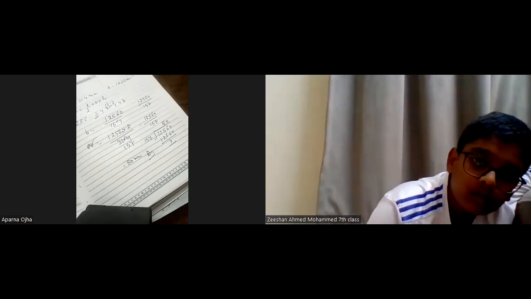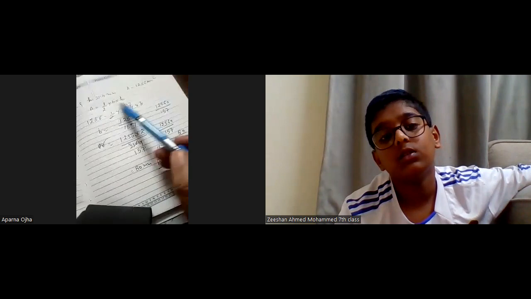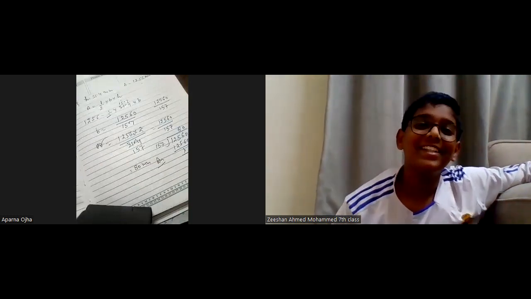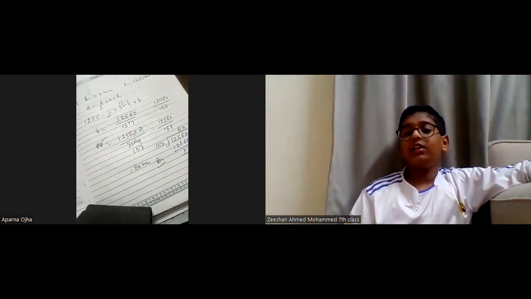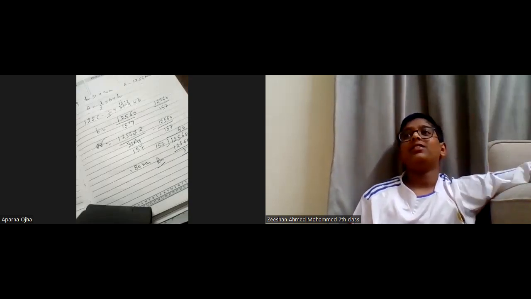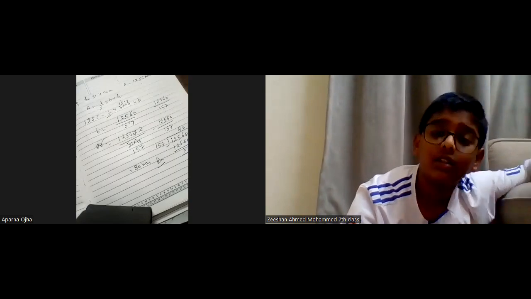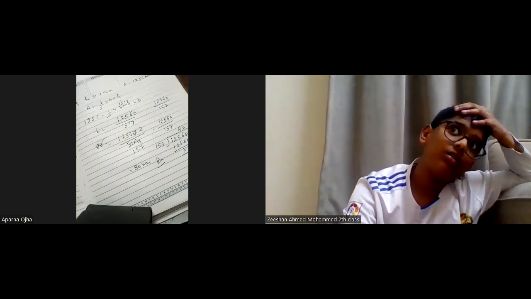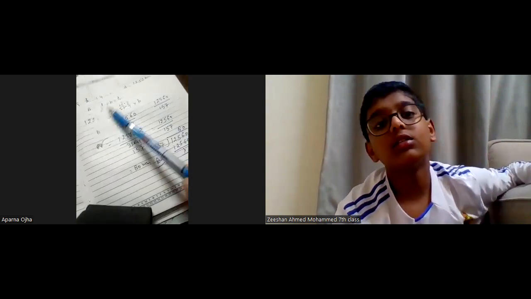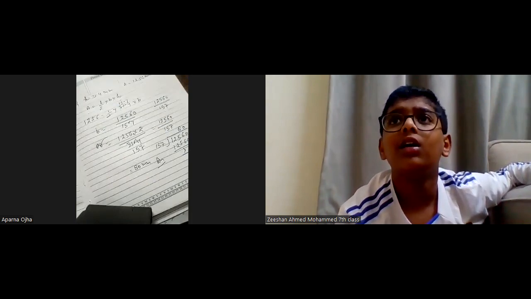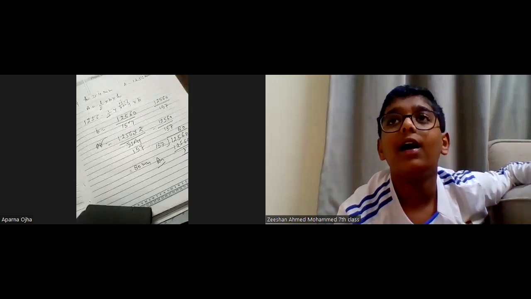Aisha, is the formula clear to you or not? No. But the formula I told you: area equals half into base into height. Read it again. Area of the triangle equals to half into base into height. Okay? Say again. Area equals half into base into height. Now clear? Area of the triangle is clear?